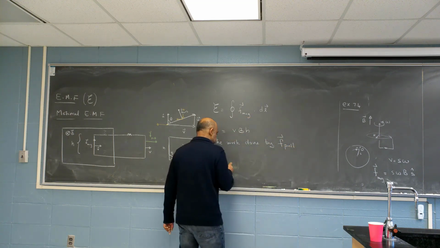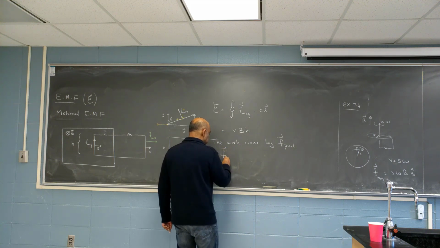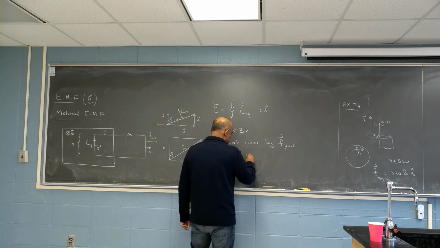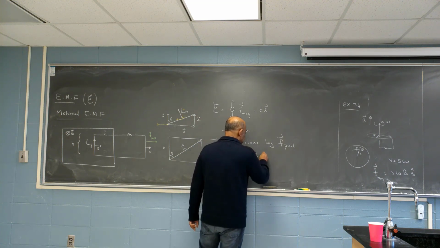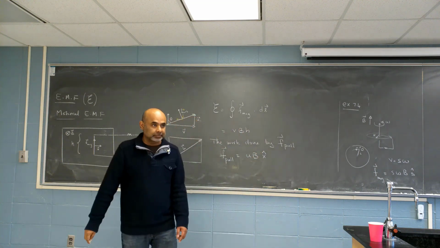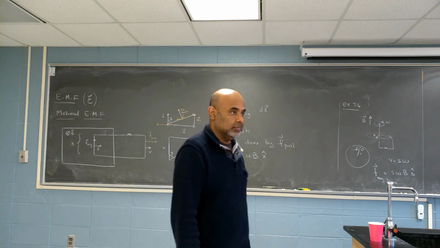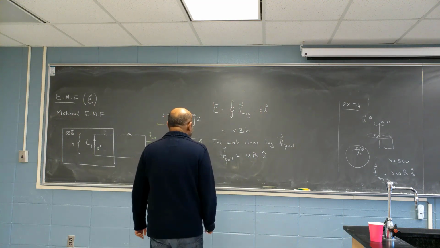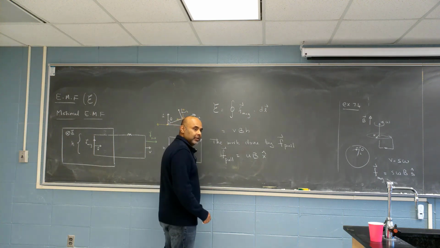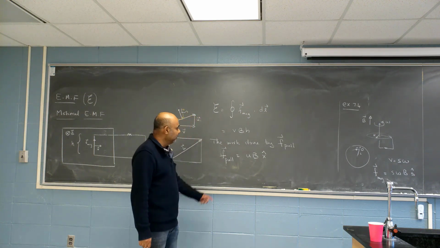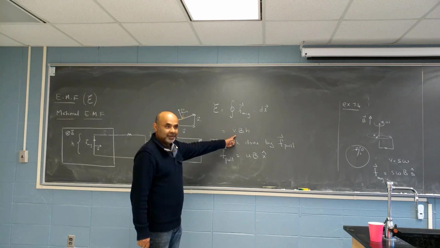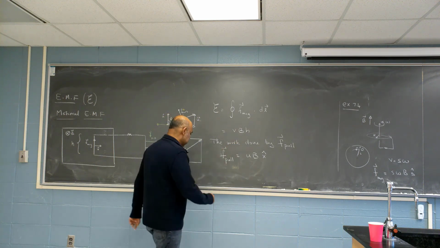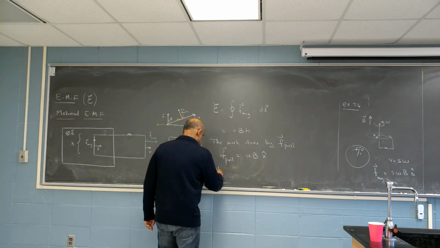Let me write F pull down. It is U cross B, the direction is UB, let's say in the X hat direction. Correct? So then the work done, and we know what the answer should be. What should the answer be? That.